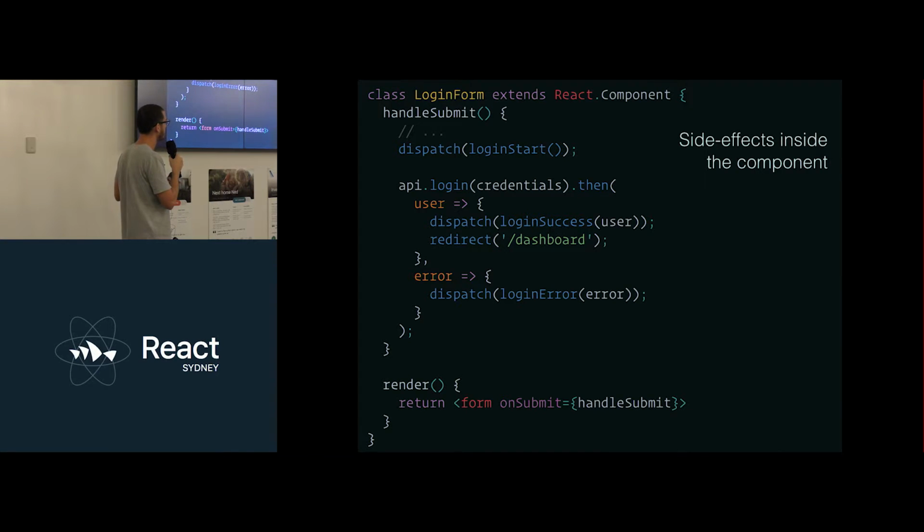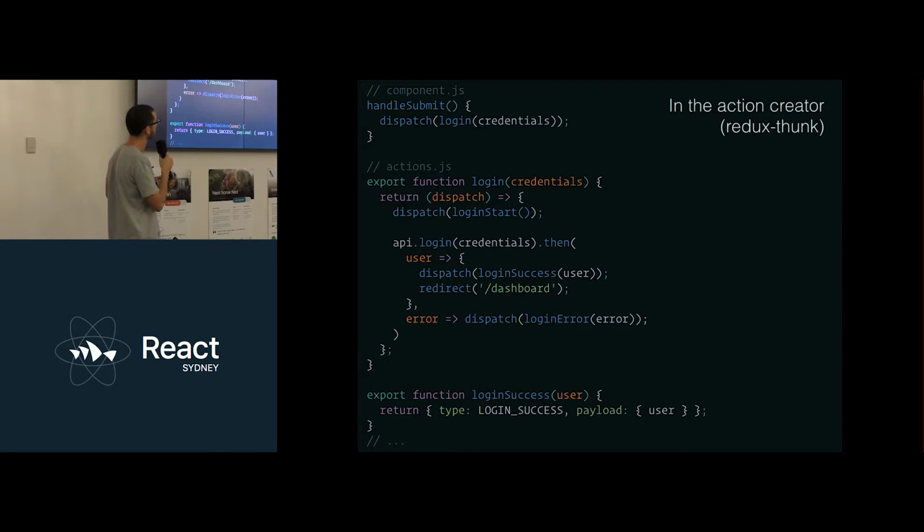We got a few problems here. First one is testing. In order to test this component, this workflow, you will need to mock your API. You would also need to mock your dispatch function. So it's not really easy to do that. Let's see how we can improve that.